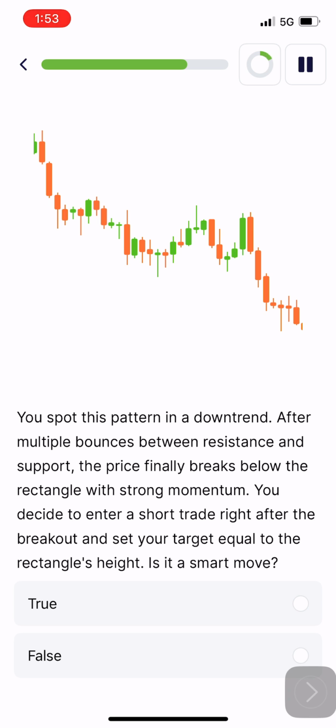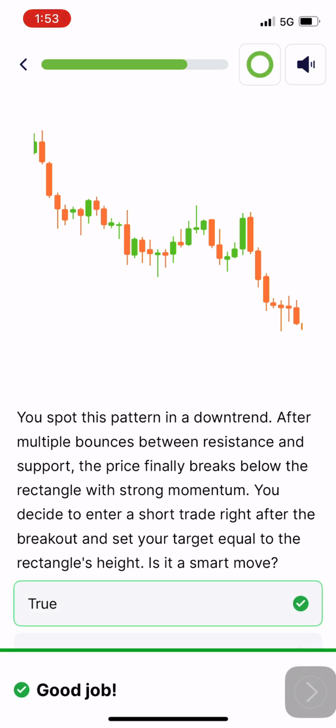You spot this pattern in a downtrend. After multiple bounces between resistance and support, the price finally breaks below the rectangle with strong momentum. You decide to enter a short trade right after the breakout and set your target equal to the rectangle's height. Is it a smart move? Yes, you're right.